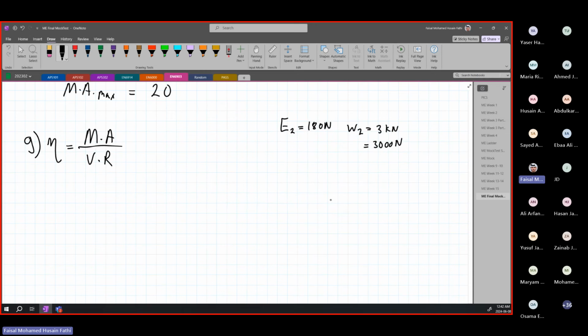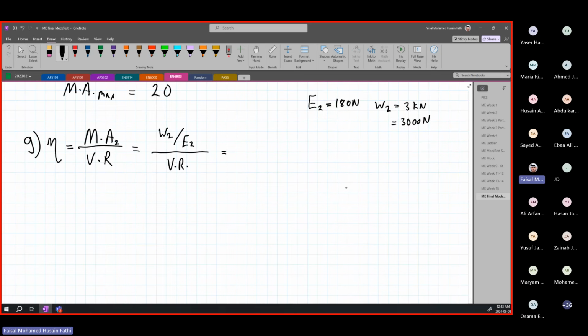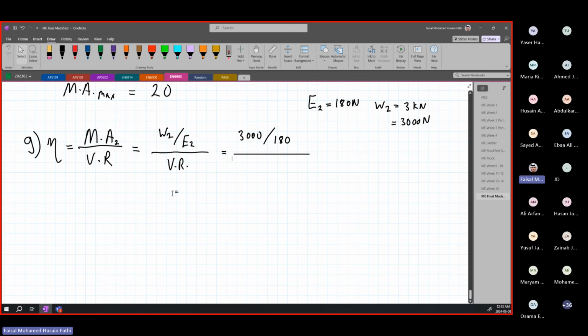So which mechanical advantage do they want? They want the second one, the one for load 2. This is going to be W2 divided by E2 in the numerator, all over your VR, which is a constant value that does not change. So this is going to be equal to W2, which is 3000, divided by E2, which is 180, all over. You can calculate MA2 by itself.